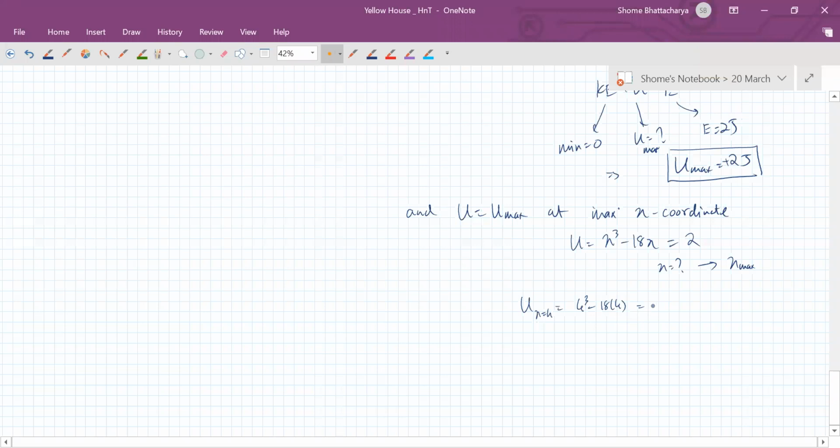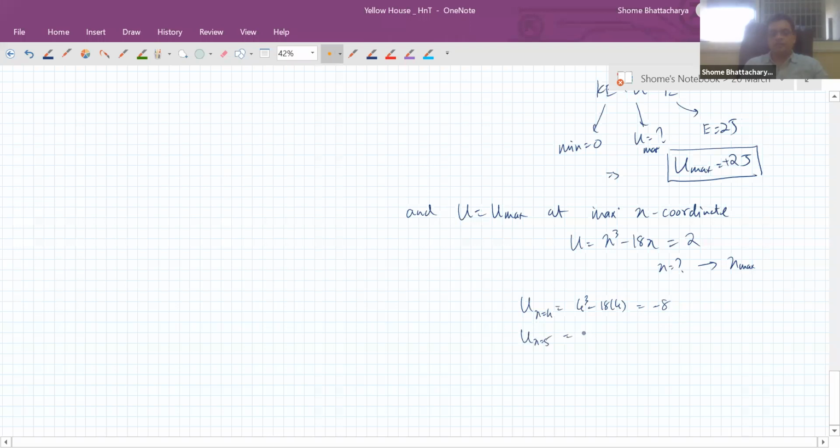Sir, we can take x common. Minus 8. Potential energy at x equal to 5 is 5 cube minus 18 into 5. So 125 minus 90, so it's plus 35. So between 4 and 5, it's doing a massive jump from minus 8 to 35. So there must be some value in between where it's plus 2.